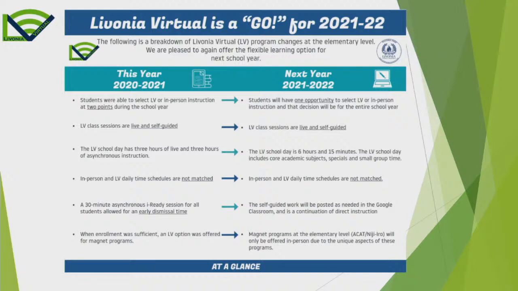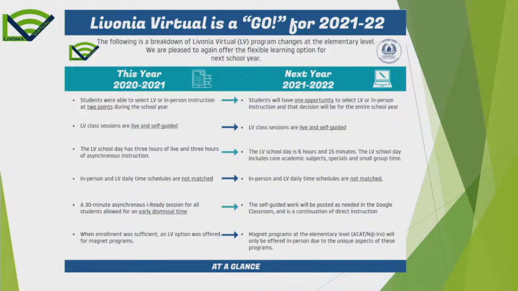I think that's a few words that we're good with and we can put in the past. And we've moved on to talk about how our LV sessions are live or self-guided. And this is for parents and families, this language. We want to make sure that they understand the difference between the two. As you see this year, in our third bullet, the LV school day had 3 hours of live and 3 hours of asynchronous instruction, or as we say now, self-guided.